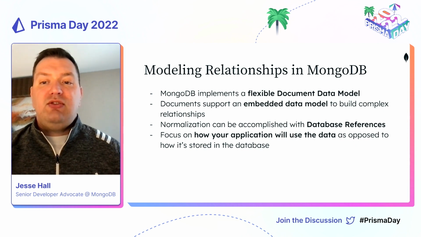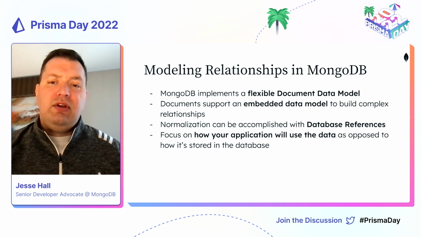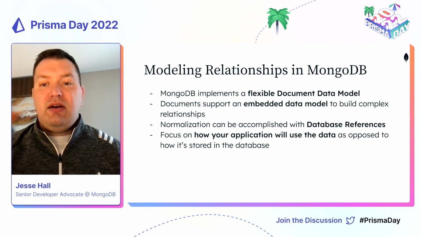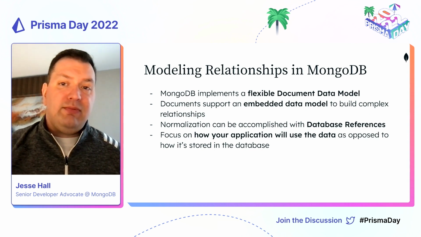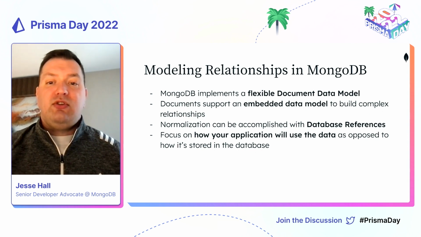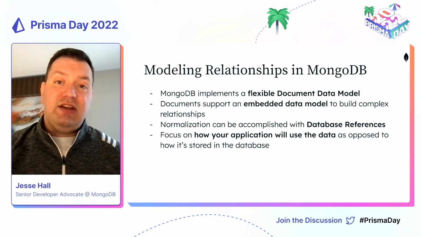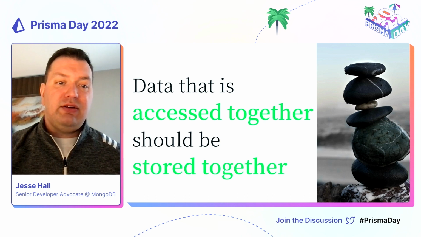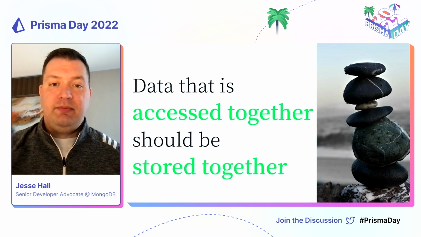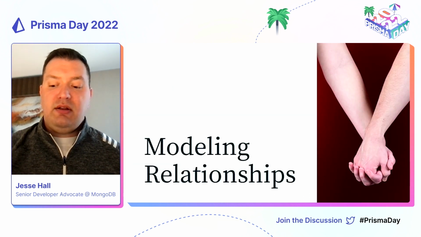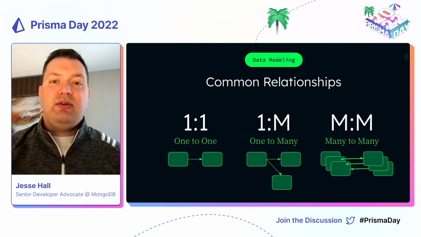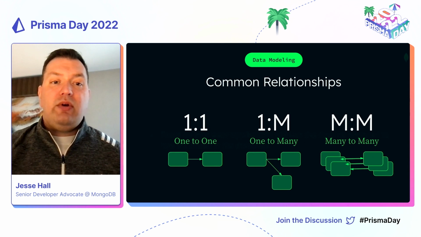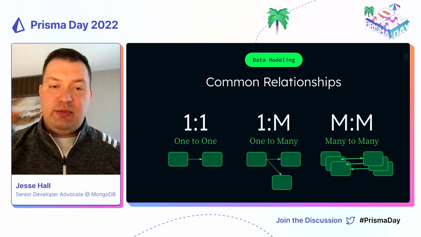And so this is where the flexible document data model makes sense. You're not constrained to one way of storing data. You can choose to normalize some of the data if that makes sense, embed other data that will be accessed together, or any combination of storage methods that makes sense for your application. So again, data that is accessed together should be stored together. Let's take a look at modeling relationships. These are common relationships no matter what database you're using. We have one-to-one, one-to-many, and many-to-many relationships.